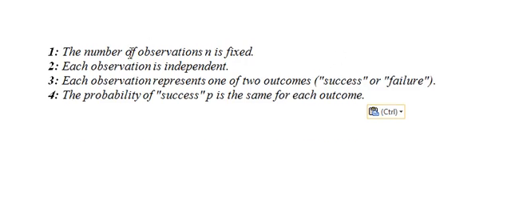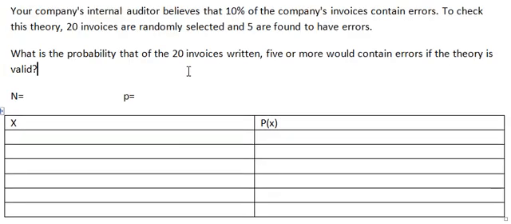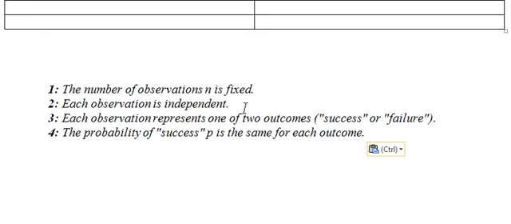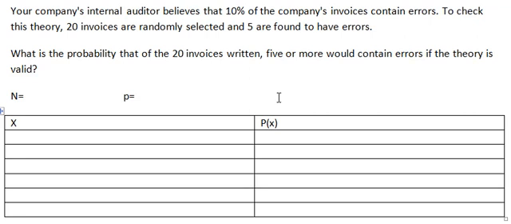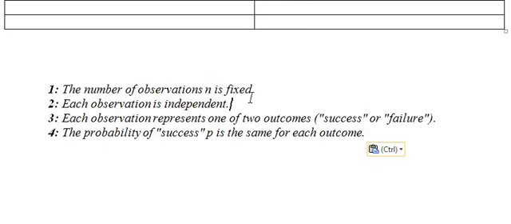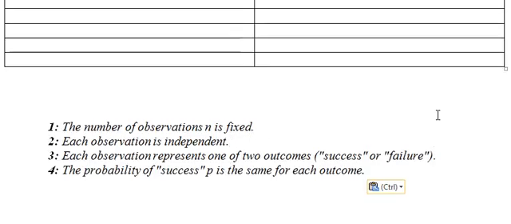Well, we look here. Number 1 says the number of observations is fixed. Well, we had specifically 20 observations. So that's set. Number 2, each observation is independent. Basically each invoice selection is independent from the next invoice selection. One does not affect the other. The probability of one event does not affect the probability of another event. Okay, so that's true.